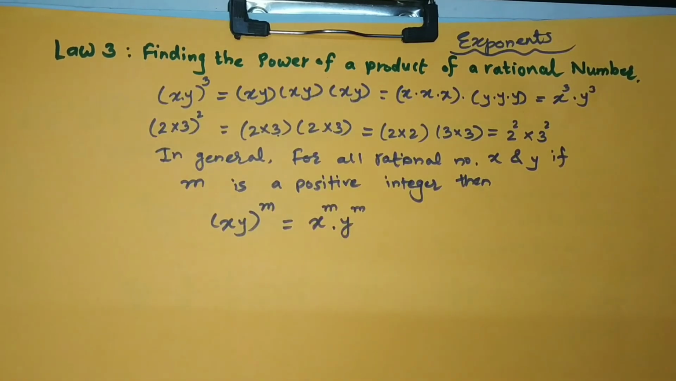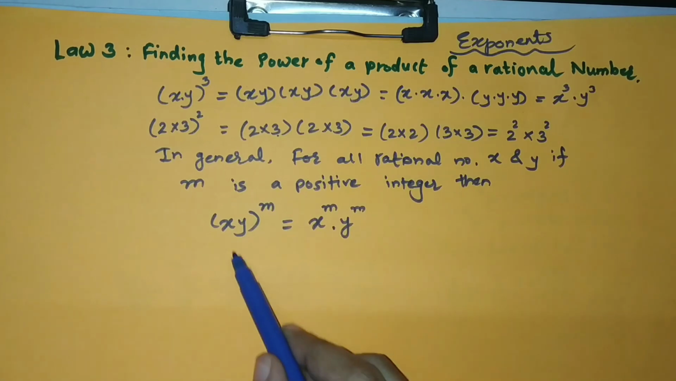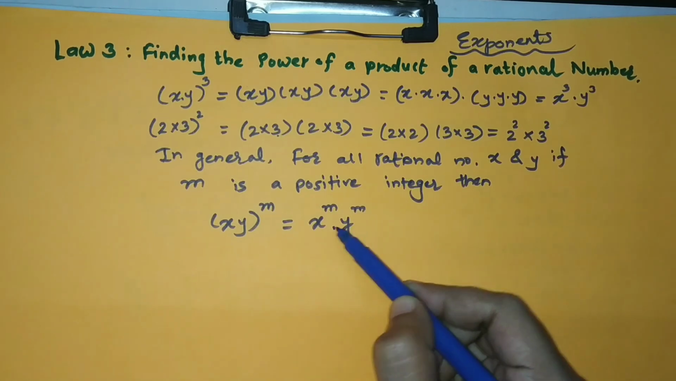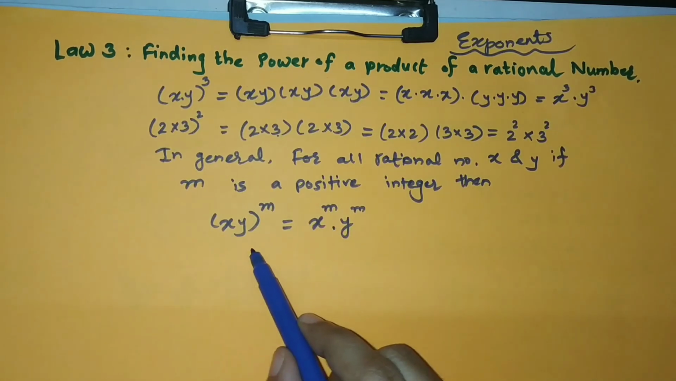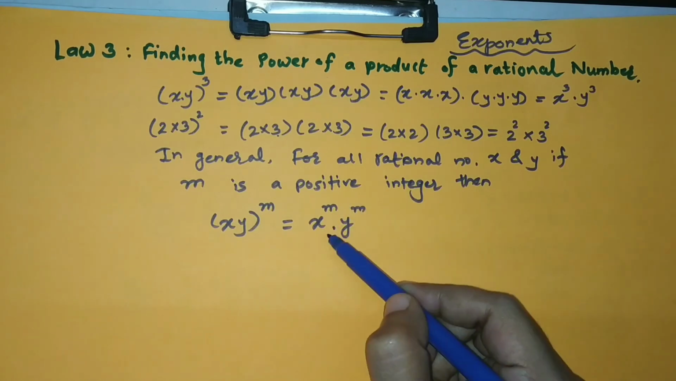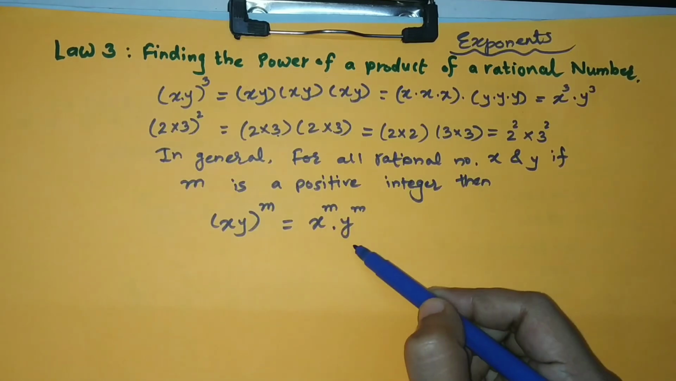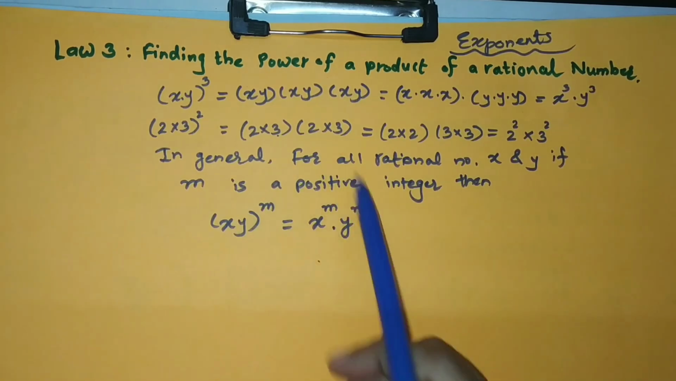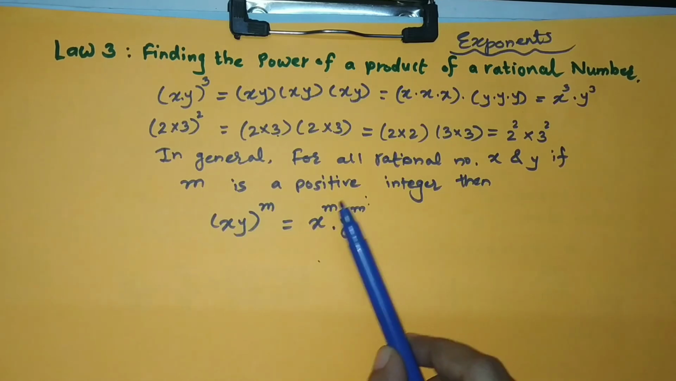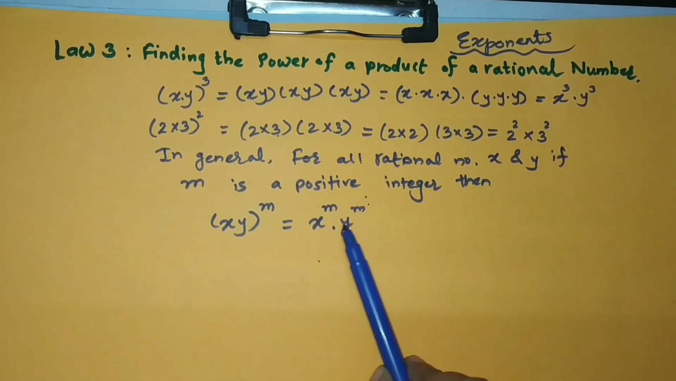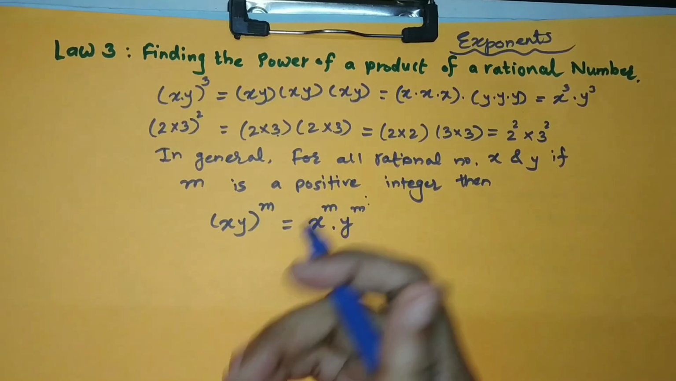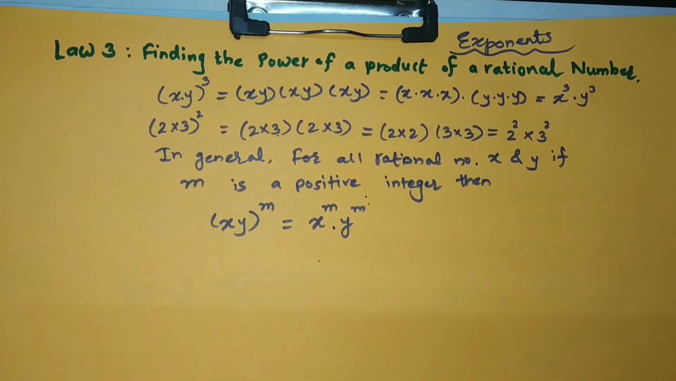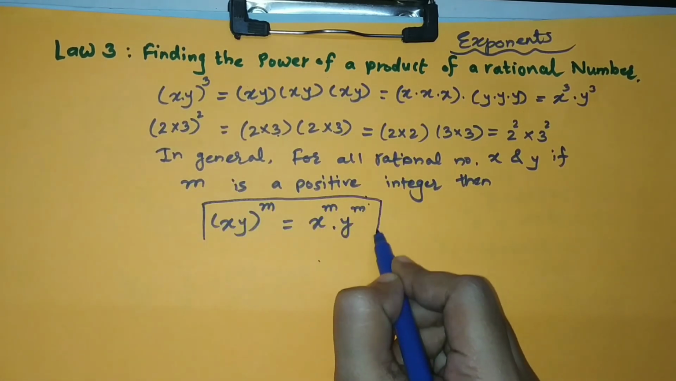This dot represents multiplication. That is, to find the power of a product of rational numbers, find the power of each factor. Like here 2 factors are there, x and y, so you find the power of each factor. That means you find x's power and y's power, then you have to multiply. So it is nothing but: find the power of a product of rational numbers, find the power of each factor, and then multiply. For example, friends, if you want to expand, this is law third.